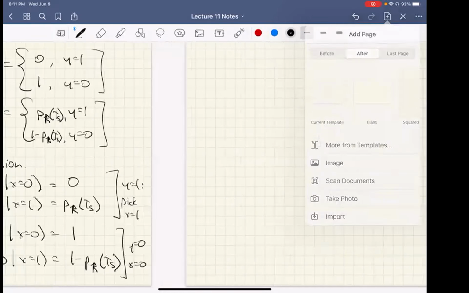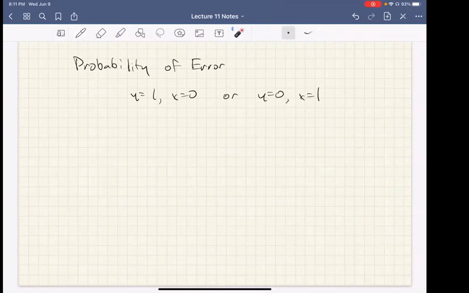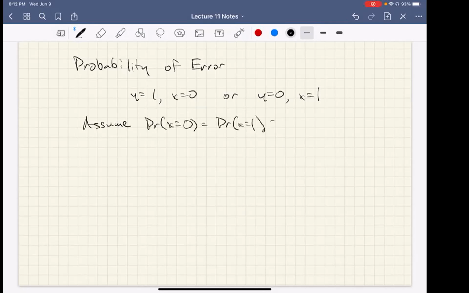Okay, so finally, probability of error. Now that we know how we're deciding, an error is made if y equals 1 and x equals 0, or y equals 0 and x equals 1, because basically we decide x is the same value as y. So if we assume the probability that x equals 0 is the same as the probability that x equals 1, which is 1/2.